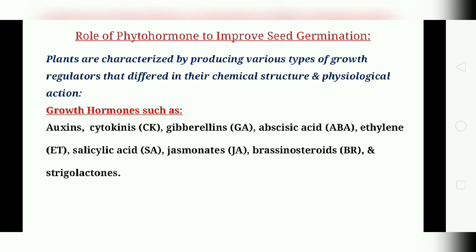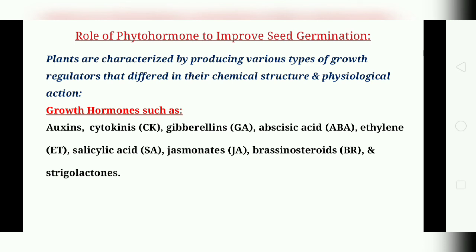The next part is the role of phytohormones in improving seed germination. Hormones play an important role during seed germination. Some plants are not capable of germinating from seed, but for that, various hormones can be used. With the combination of these hormones, the plants can be formed and a new germination can be achieved.